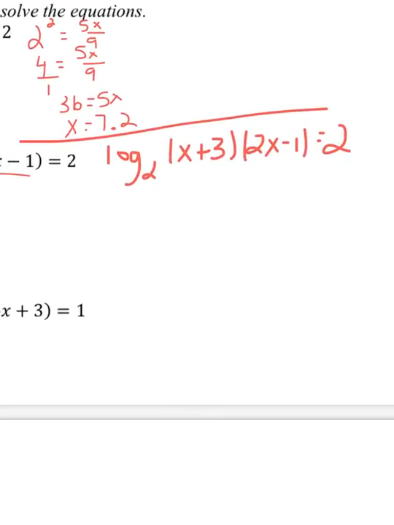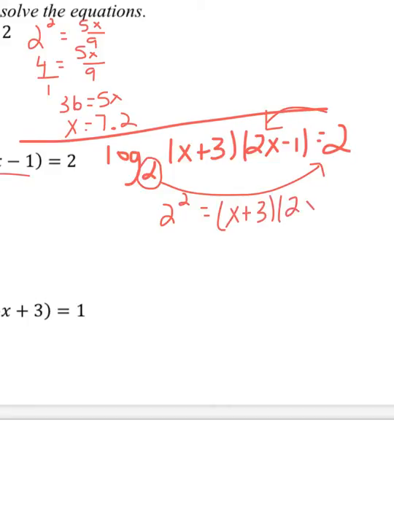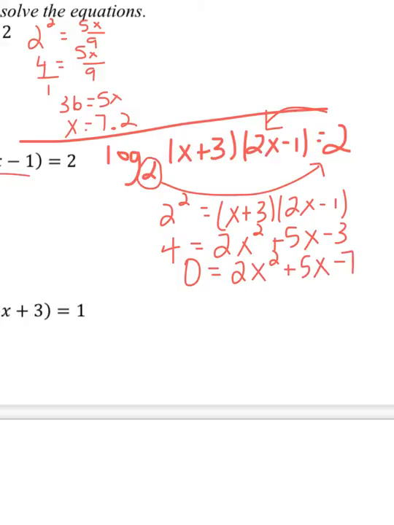I'm going to do the same thing, start at the base, and go around. So 2 squared equals x plus 3 times 2x minus 1. So this would be 4 equals 2x squared plus 5x minus 3. So 0 equals, this is a quadratic, 2x squared plus 5x minus 7. You do the whole master product, or you can do quadratic formula, whatever you want. You end up getting x is equal to negative 7 over 2, and x is equal to 1.